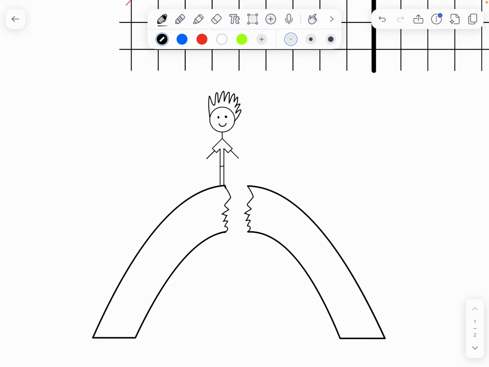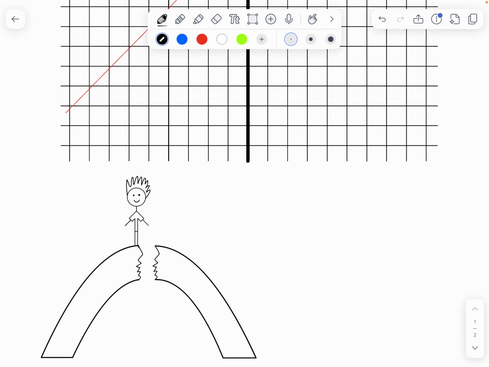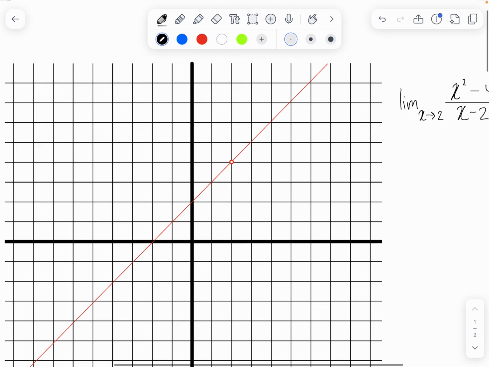But now let's get to the definition. A limit is the value a function approaches as the input approaches a specific number, regardless of whether the function actually reaches that value at that point. Okay, well, if that is a limit, let's look at it from a mathematical perspective.